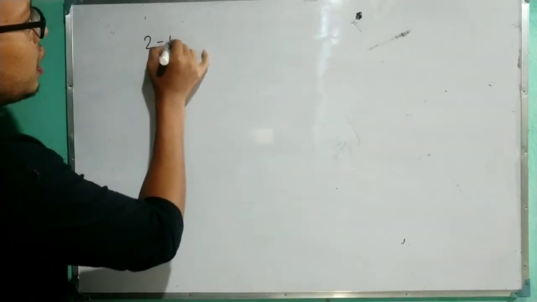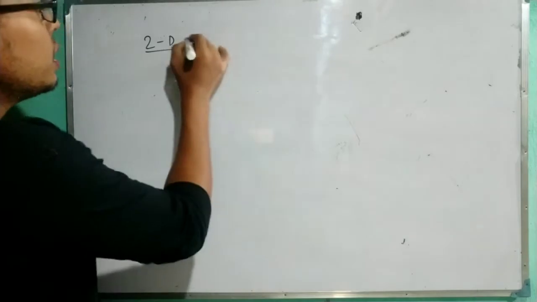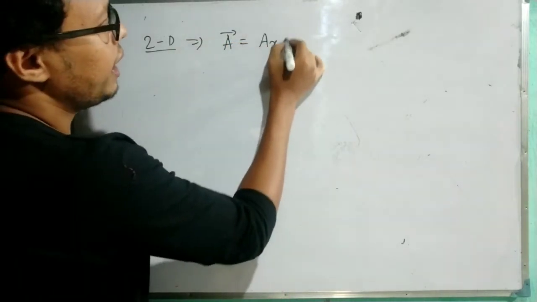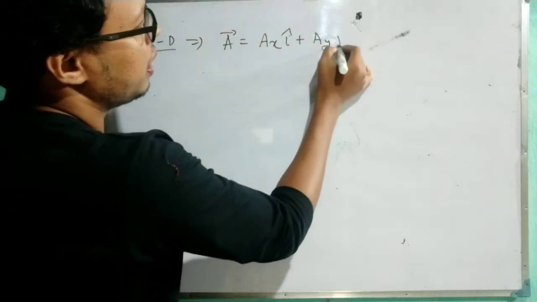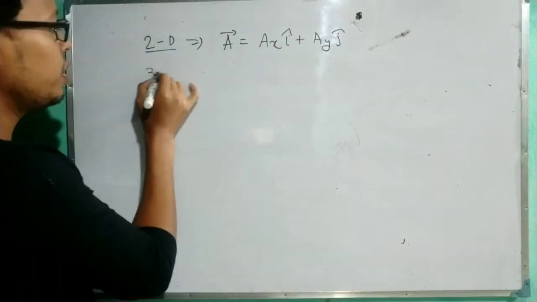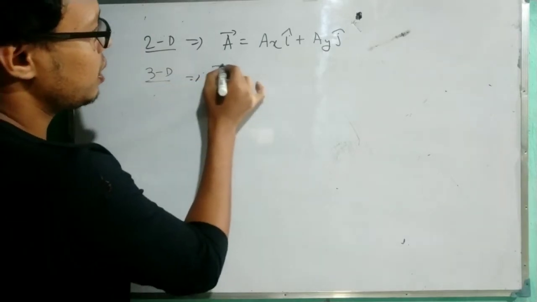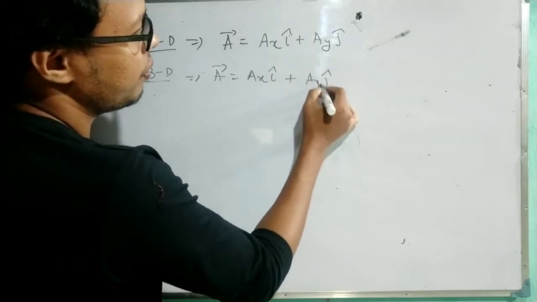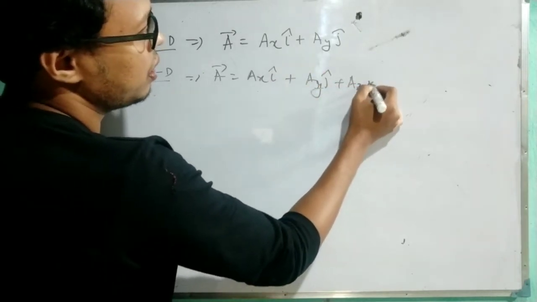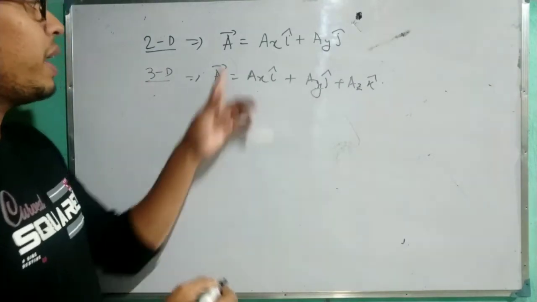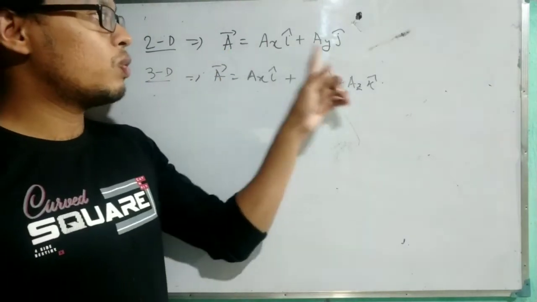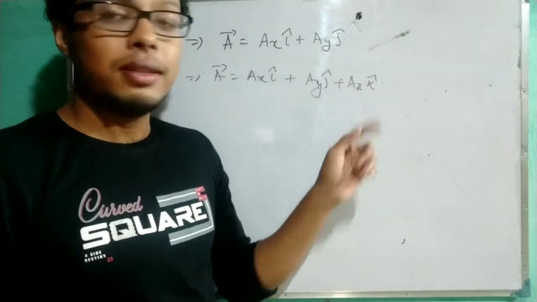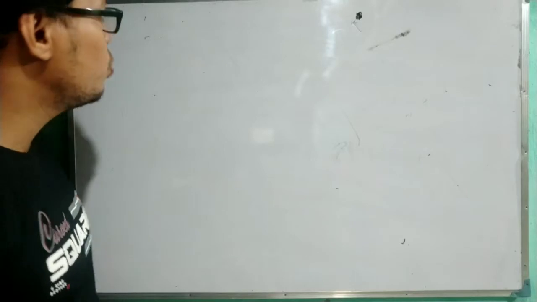In the two-dimensional case, how to represent a vector? Suppose a vector is a. In 2D we can write the vector as ax into i cap plus ay into j cap, or in 3D, a vector equals ax i cap plus ay j cap plus az k cap. The magnitude of a in 2D is root over ax square plus ay square, and the magnitude of a in 3D is root over ax square plus ay square plus az square.